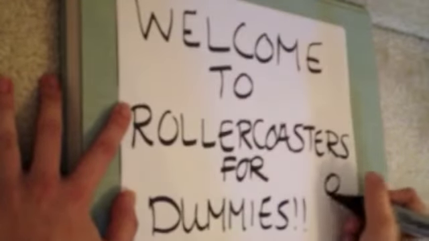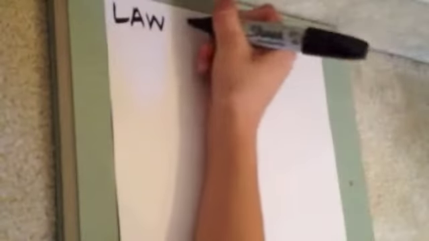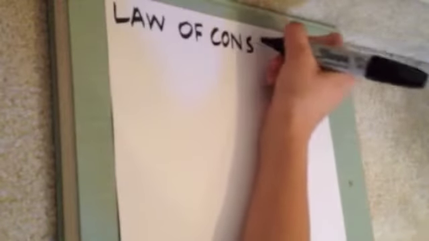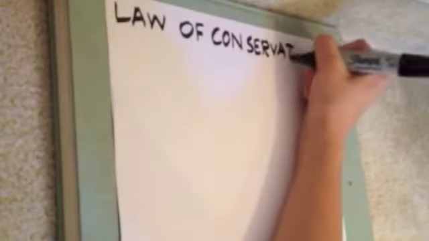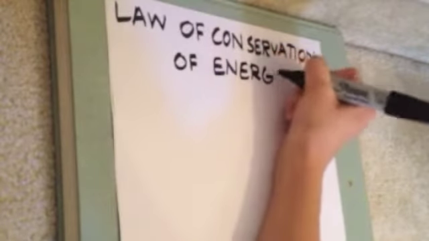Welcome to Rollercoasters for Dummies. That little confused man is Mr. Green. The main principle behind roller coasters and how they work is the law of conservation of energy, which states energy cannot be created nor destroyed, but may be changed from one form to another.